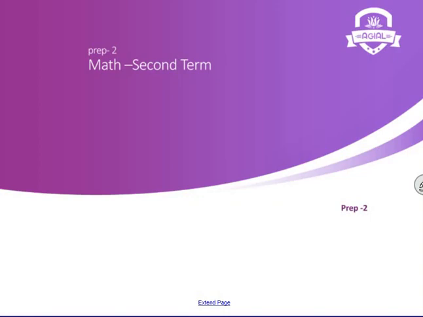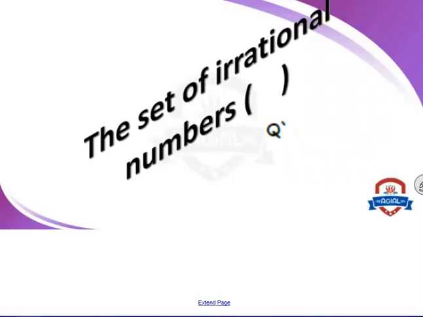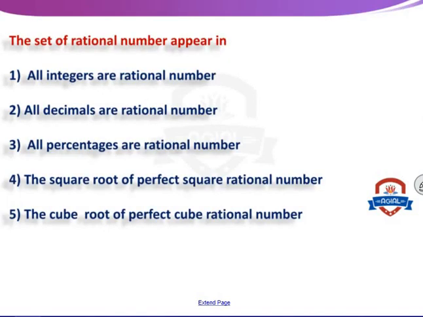Today, inshallah, we will start the second lesson, the set of irrational numbers. The set of irrational numbers is denoted by Q dash. We said before in Prep 1, all integers are rational numbers. All decimals are rational numbers. All percentages are rational numbers. The square root of a perfect square is a rational number. The cube root of a perfect cube is a rational number.